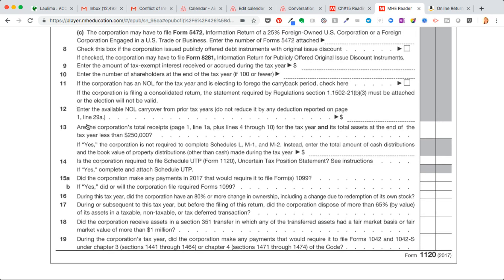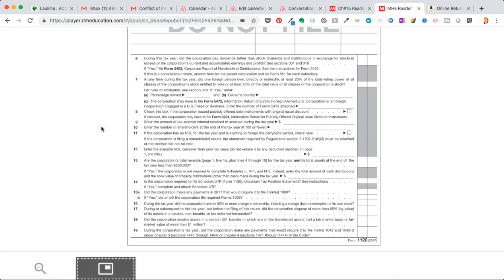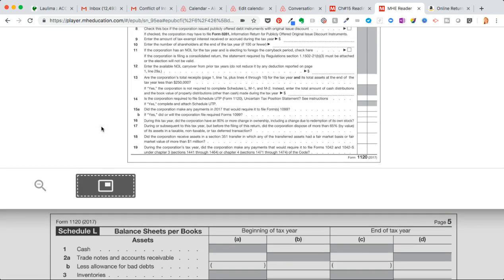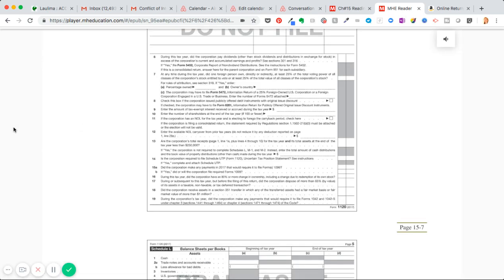I can't select here. What happened? Oh, I opened it.